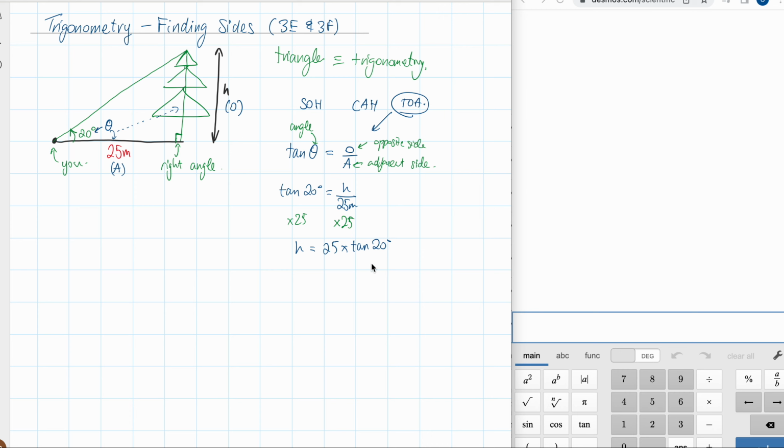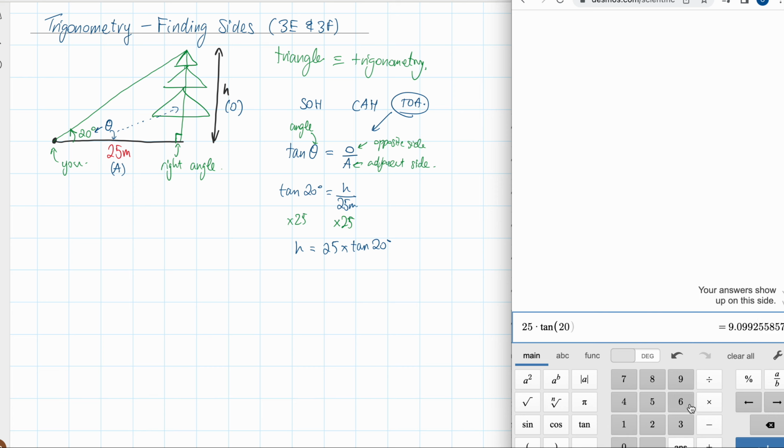This formula here, 25 times tan 20, will actually get the height of our tree. The tan function you can see is on our calculator, much like on your scientific, and I'm using the Desmos one here. Close my bracket and we can see the answer popping up here, 9.099, so 9.10 meters to 2 decimal places. Therefore, the tree is 9.10 meters tall.